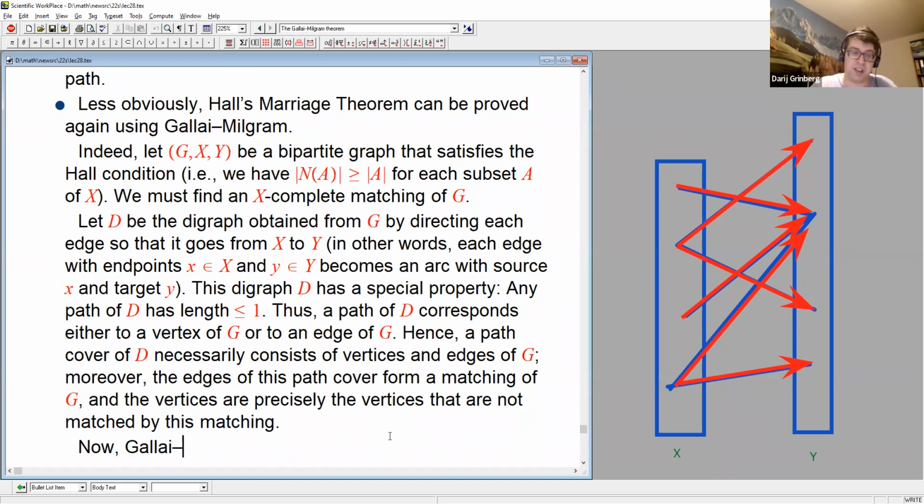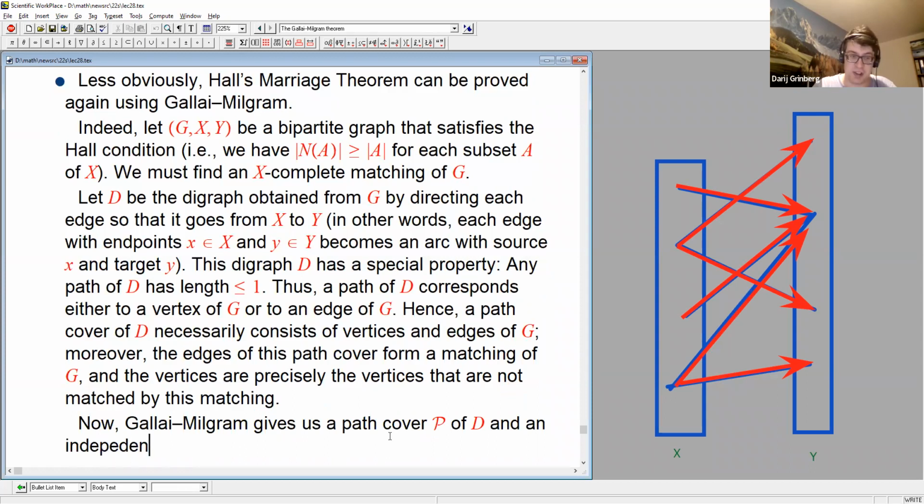Now, the Cayley-Milgram theorem gives us a path cover P of D and an independent crosscut S of P. Remember, a crosscut means a set that contains exactly one vertex from each path in P, and it has to be independent in our case. Consider this P and S.